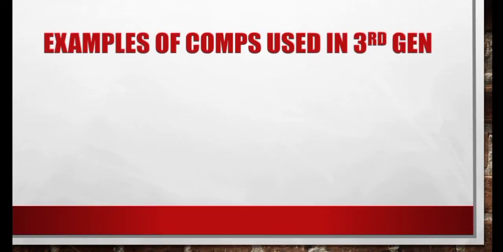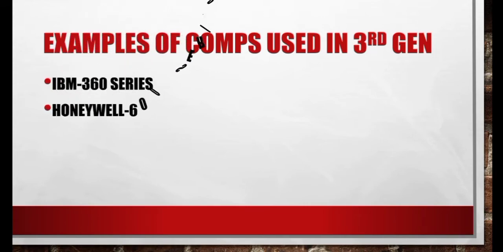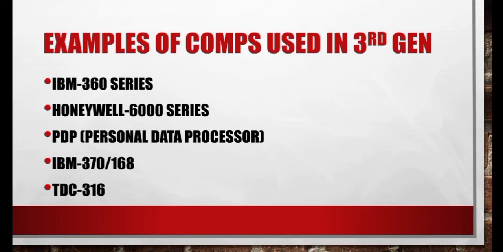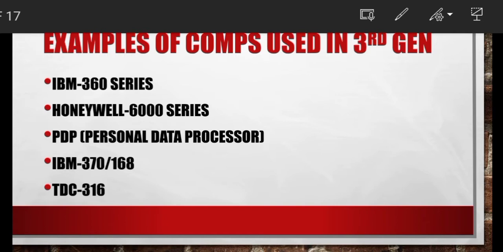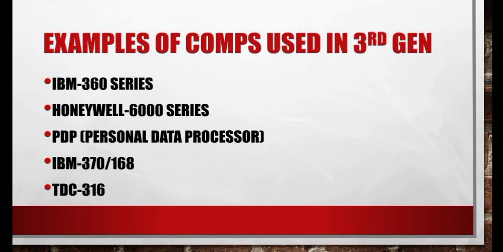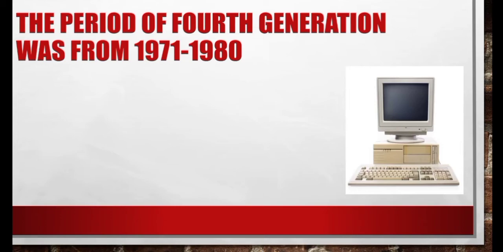So what are some examples of computers used during this third generation? You should note the IBM 360, Honeywell PDP, that's Personal Data Processor, IBM 370, TDC 316. So those were the main features. Let's check on the fourth generation.